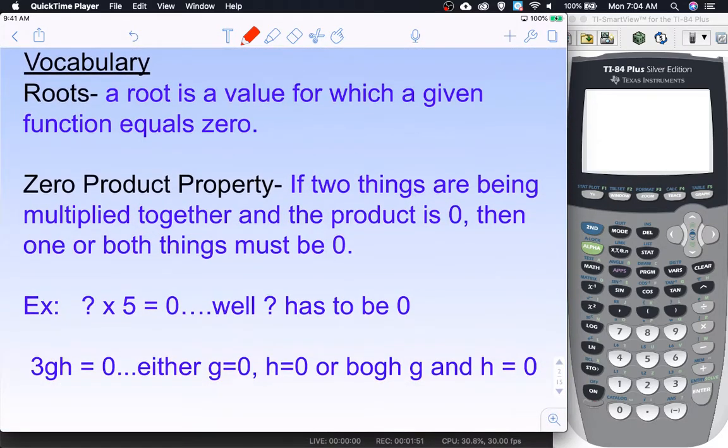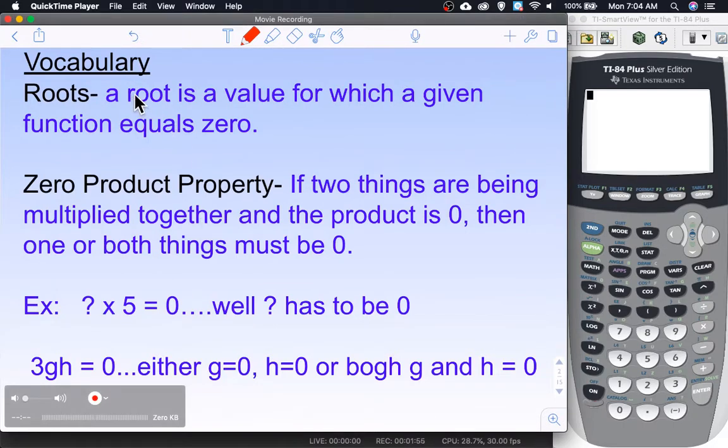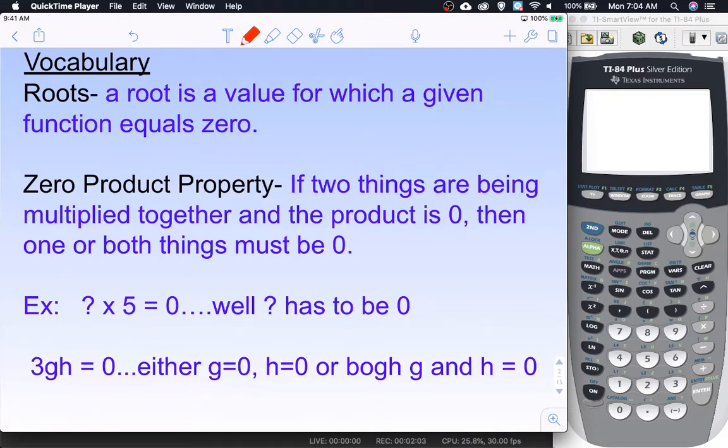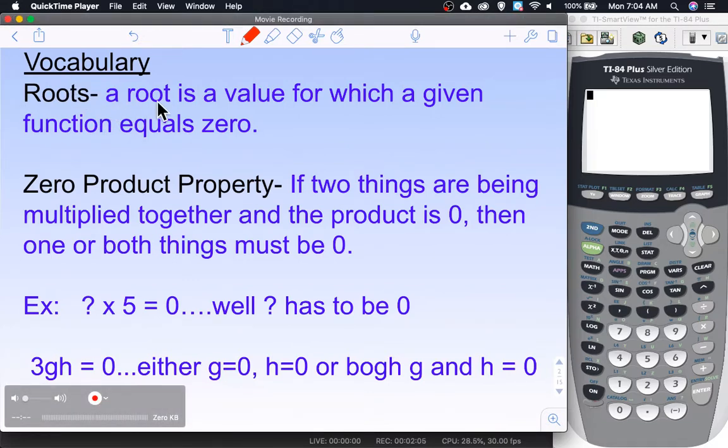All right, 2 vocabulary words. One is a root. This root comes into play when we talk about functions a little bit, which we will. We'll do a little bit of function notation, but a root is a value for which a given function equals 0.